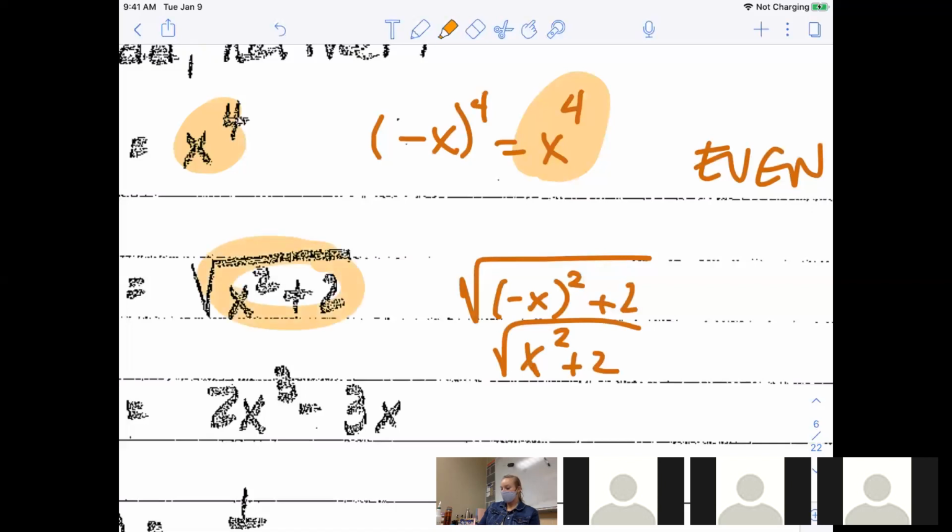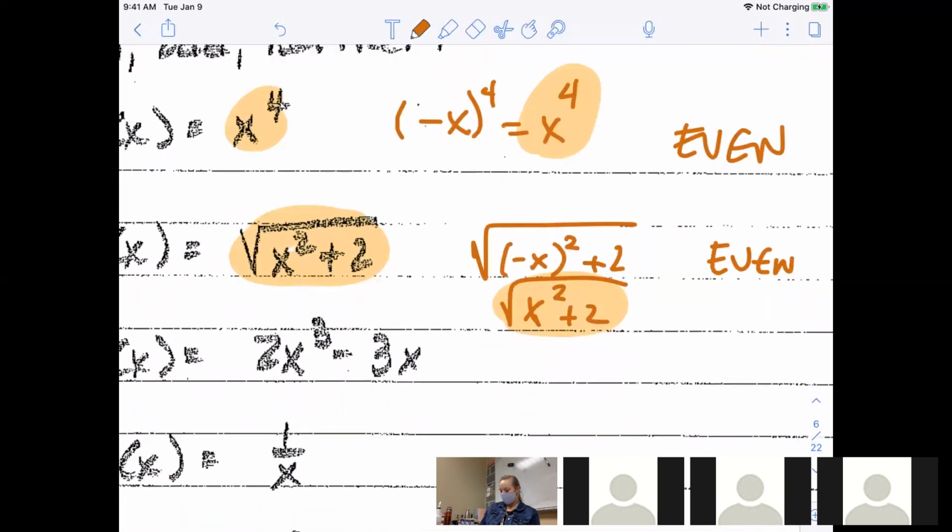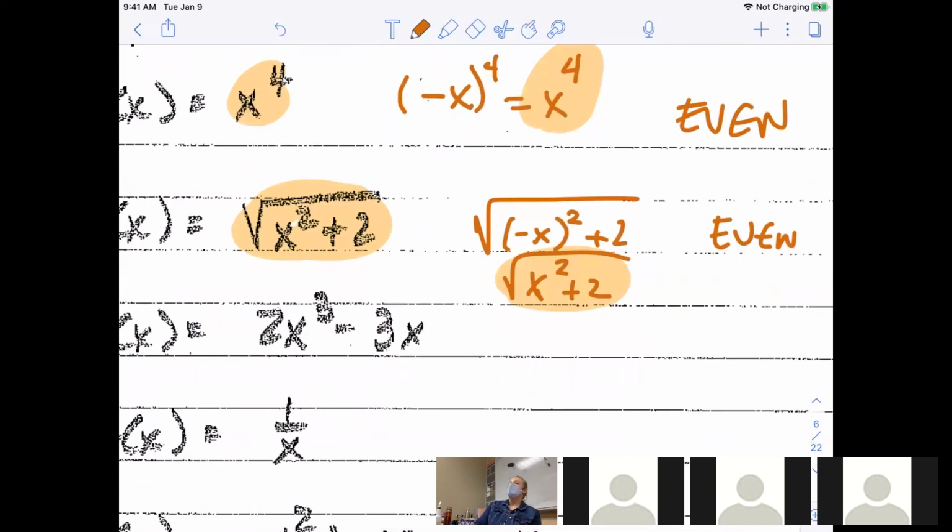This is the function I started with. This is the function I got. Are those the same, or is it negative? The same. So what symmetry do I have? Even. Hanging in there so far? Okay, I've done 2 even, so it looks like we're on the trend for something different.